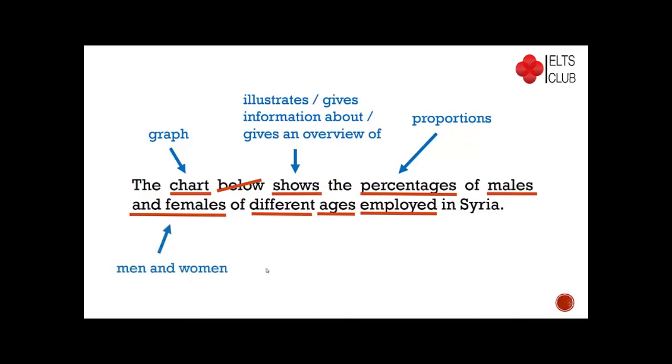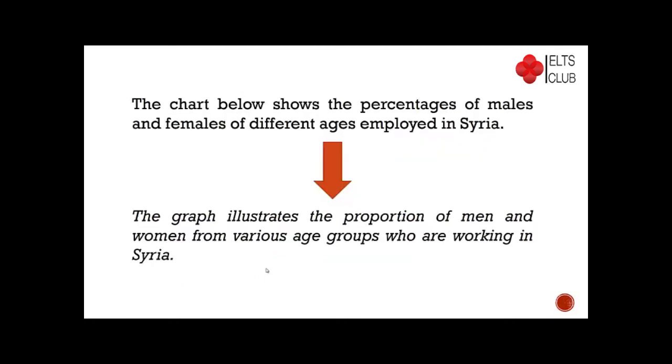We can also replace different with various. Ages can be replaced by age groups, and the verb employed can be replaced using the verb work. And of course, you need to make necessary adjustments such as articles, prepositions, and helping verbs. Here's the final product. The graph illustrates the proportion of men and women from various age groups who are working in Syria.